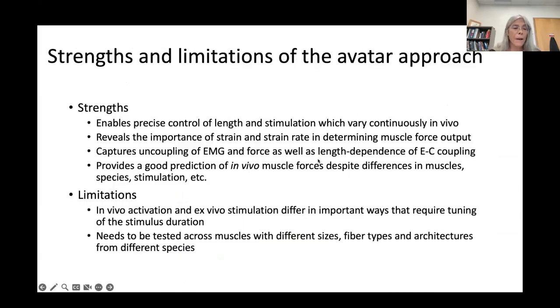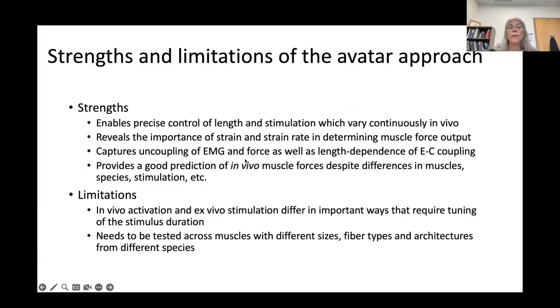So I want to just wrap up, and I'll stop sharing my slides in a minute and answer other questions, to say that there are a lot of strengths, many of which Jenna already mentioned, to being able to do these experiments ex vivo. We can precisely control the length and stimulation, which vary continuously in vivo, and no two strides are the same. For example, we can do the experiment where the stimulation always occurs at the same length and for the same duration, and we can reveal the importance of strain and strain rate in determining muscle force output.